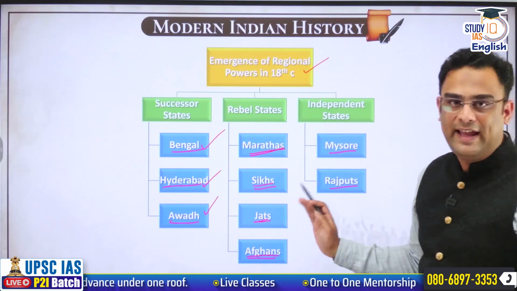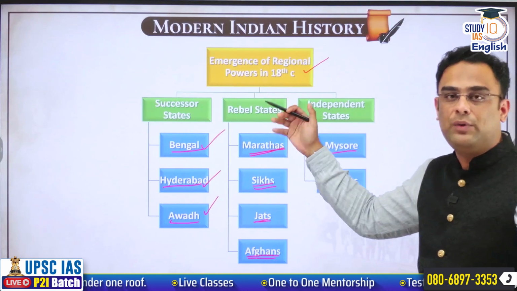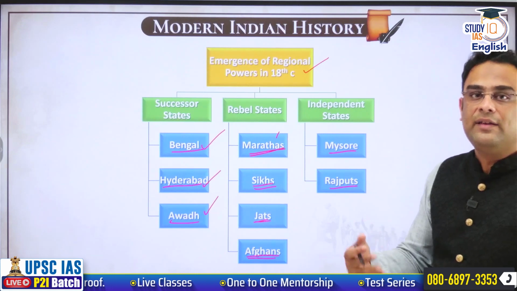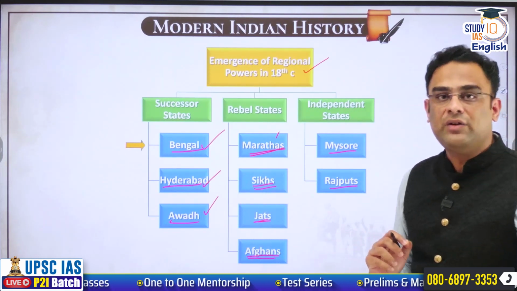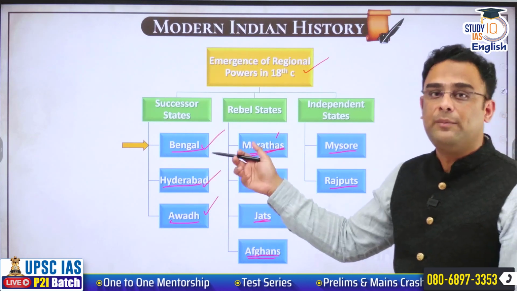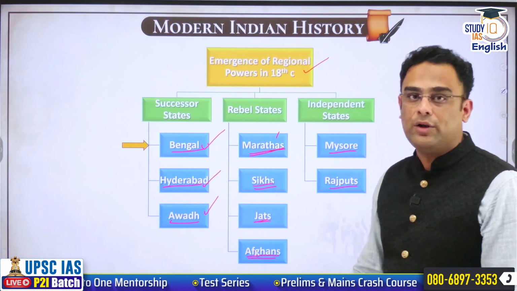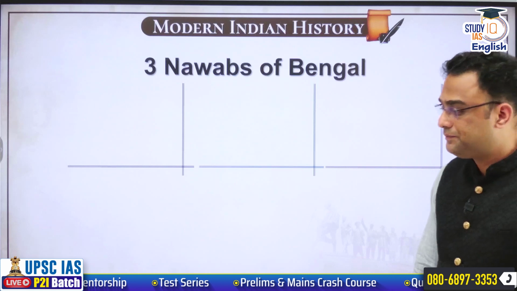So this is the broad canvas, guys, of the different regional powers that will emerge as the Mughals become more and more weak. Now we will start our discussion on the first and most important power amongst these all, that is Bengal. So let's get started, guys.